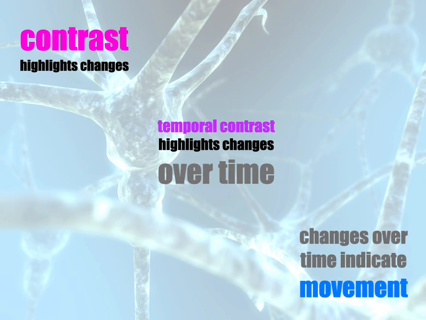Here is a summary of the key ideas. Contrast highlights changes. These changes can be in space or in time. Specifically, we are concerned here with changes over time, and we call that temporal contrast. And these changes over time indicate where a movement has occurred.